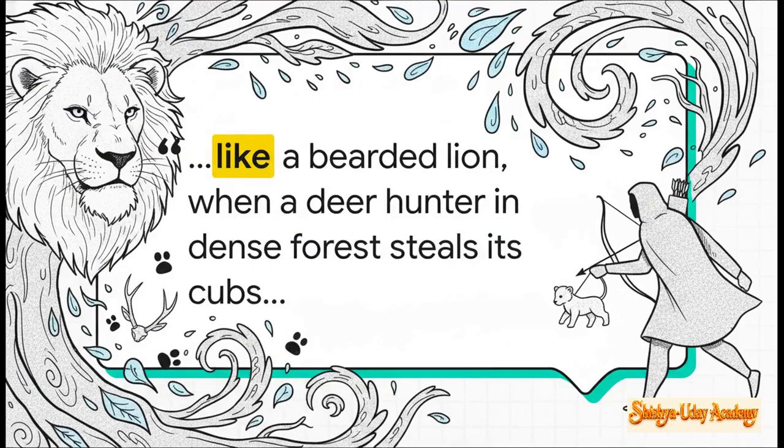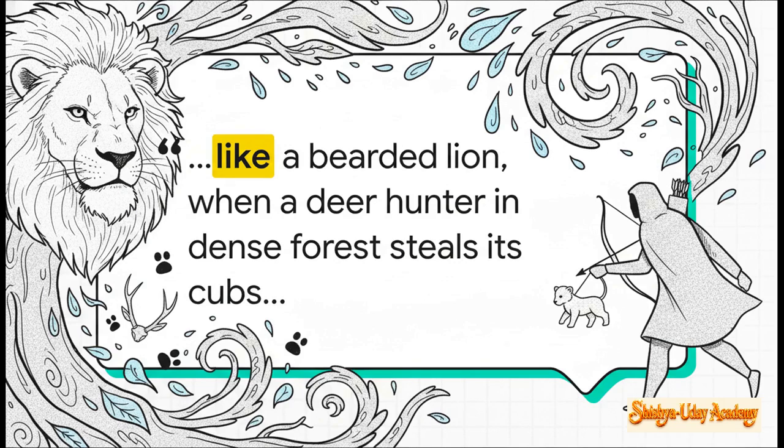Listen to how Homer describes Achilles' grief. "Like a bearded lion when a deer hunter in dense forest steals its cubs, as bitter anger overwhelms the beast. Just like that, Achilles, amid his groans, addressed his myrmidons." It totally transforms a straightforward action into a deeply emotional, symbolic experience.